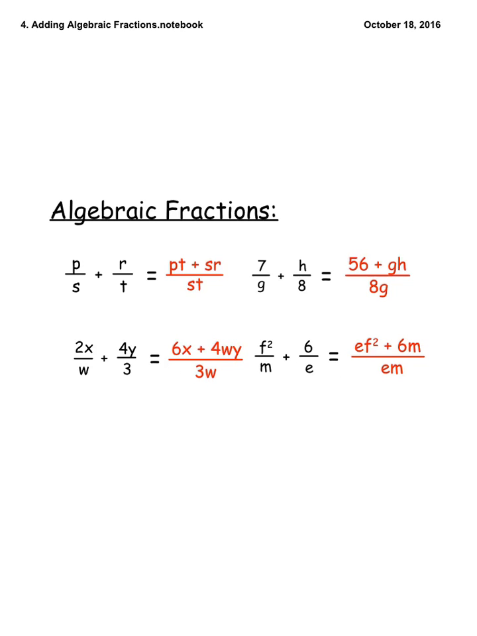So here are your answers. The first one was PT plus SR over ST. The second example was 56 plus GH over 8G. The third example was 6x plus 4WY divided by 3W. And the last example was EF squared plus 6M over EM.